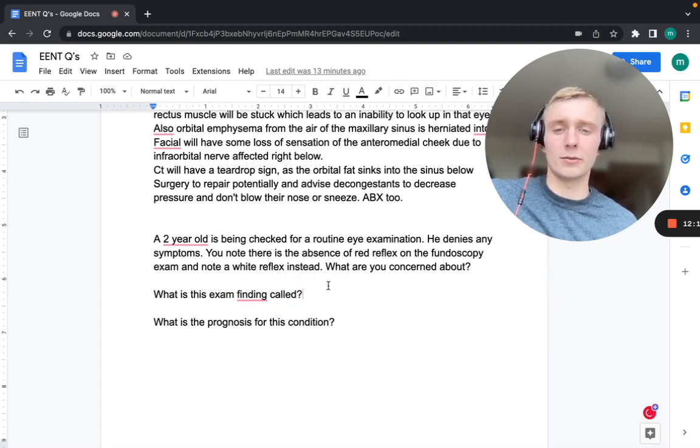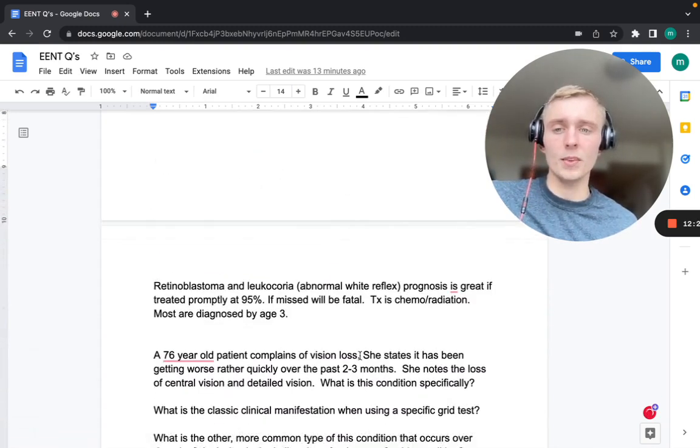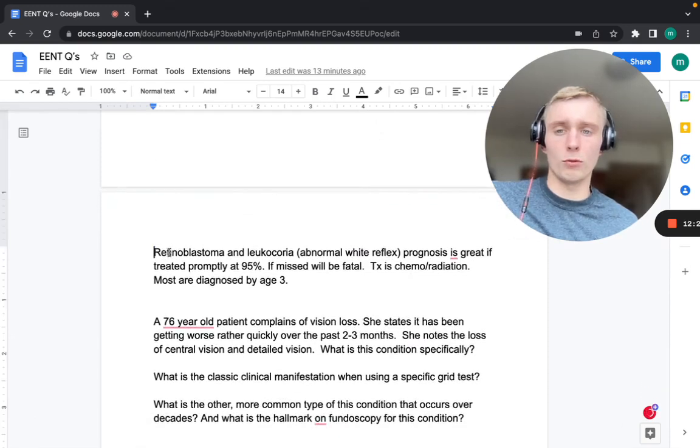What is that white reflex finding actually called? And what is the prognosis of this condition? That's going to be retinoblastoma. Retinoblastoma, and that sign, that white reflex, is leukocoria.